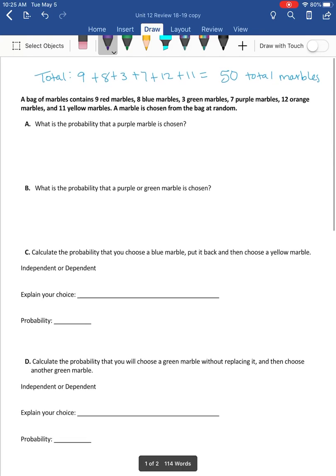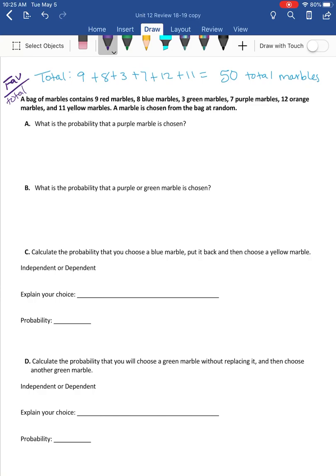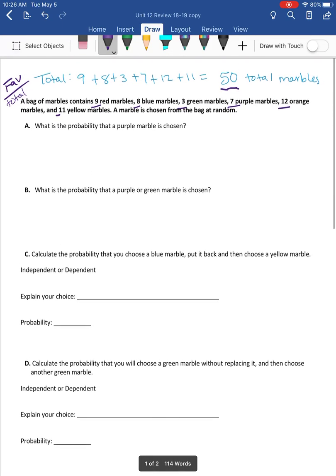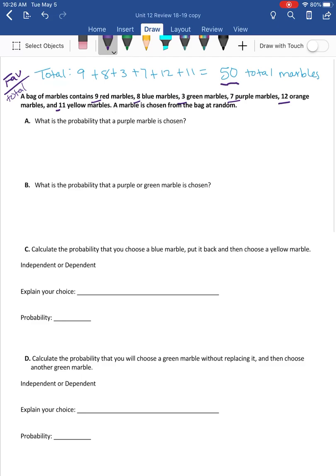So first thing first, remember that our definition for probability, we're talking about the favorable over the total number of outcomes. So the first thing I did was figure out my total number of marbles. I took all of my 8, 9, 3, 7, 12, and 11, and when I added those together, I got 50 total marbles we're looking at. And then we have A, B, C, and D are the problems we're going to look at.